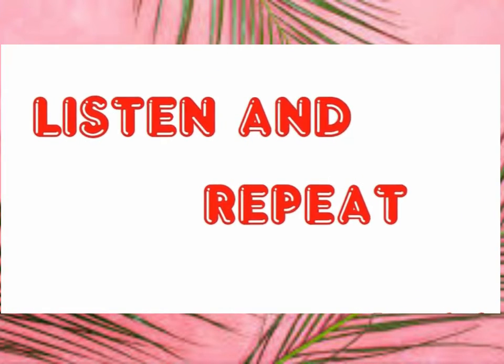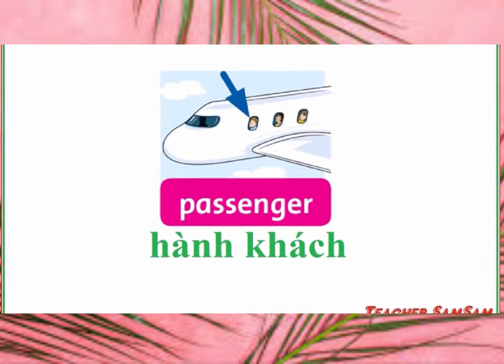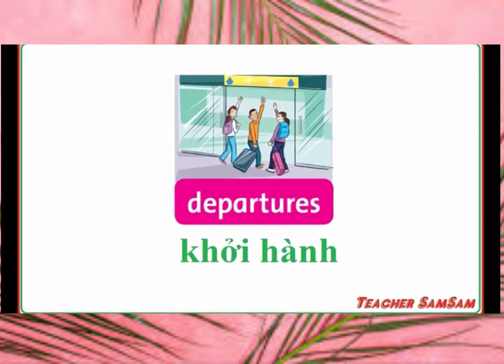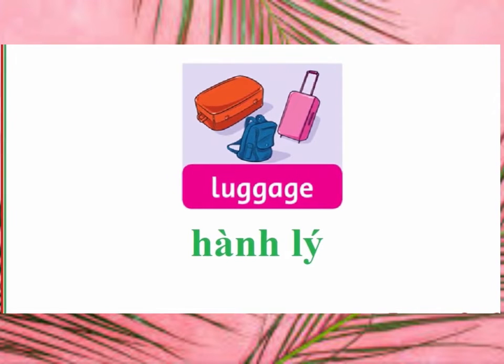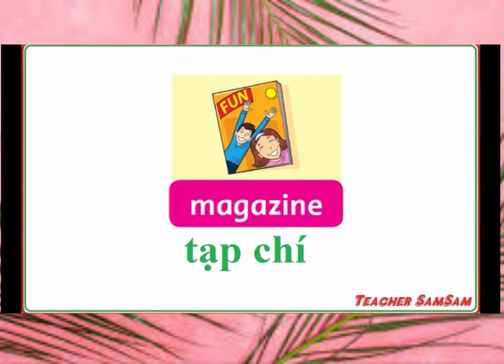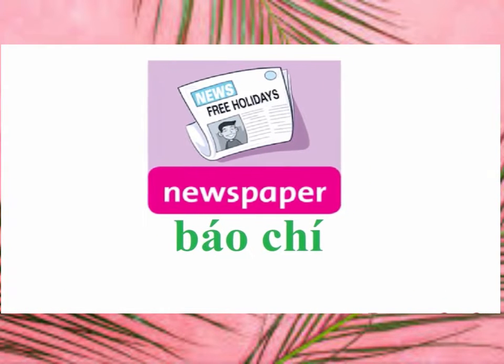Listen and repeat. Money. Passenger. Arrivals. Departures. Luggage. Passport. Magazine. Newspaper.